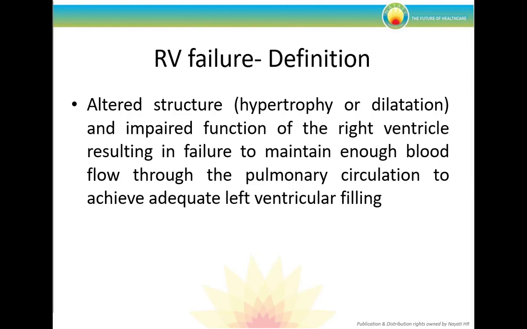So, what is the definition of RV failure? RV failure can be theoretically defined as an altered structure because of hypertrophy or dilatation and impaired function of the right ventricle, resulting in failure to maintain enough blood flow to the pulmonary circulation and eventually leading to an underfilled left ventricle.